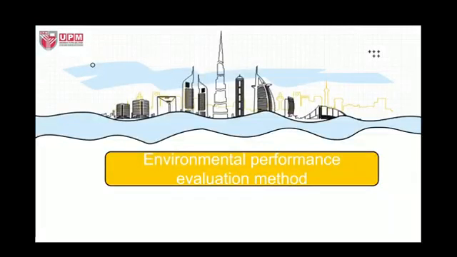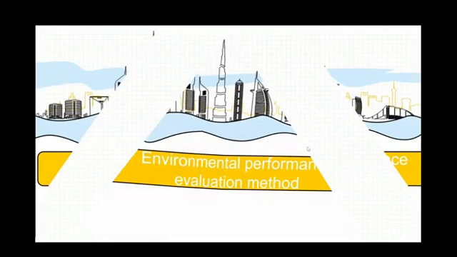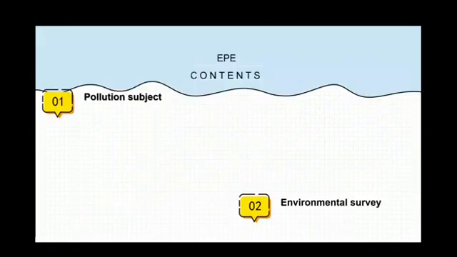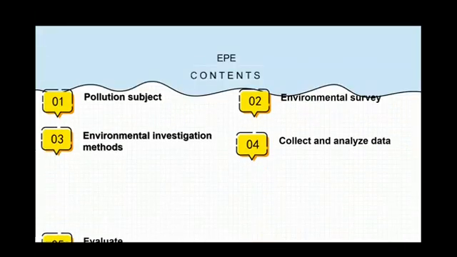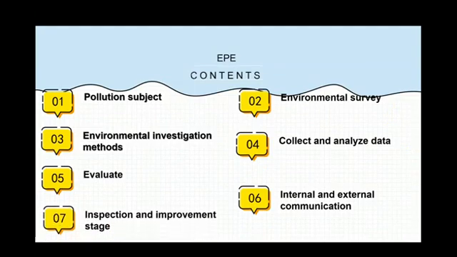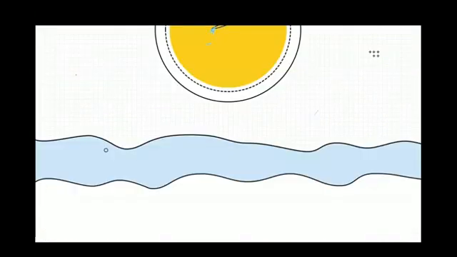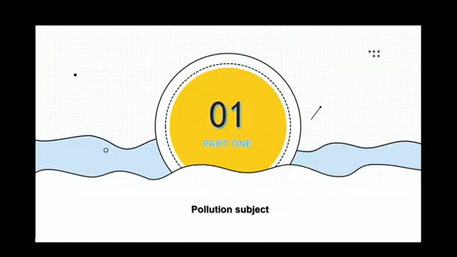Today our topic is about environmental performance assessment methods. The environmental performance evaluation method is divided into 7 parts. The first part is the main polluter subject.